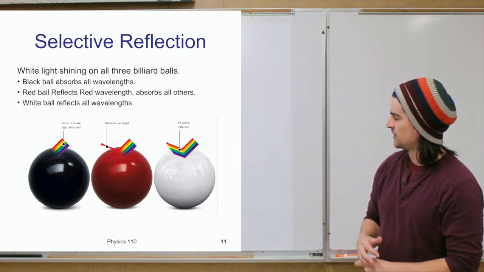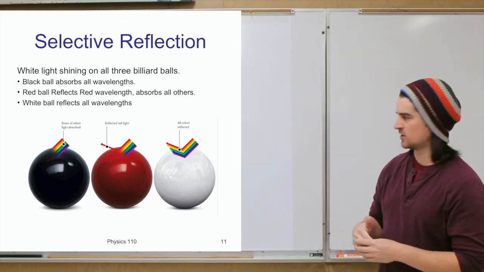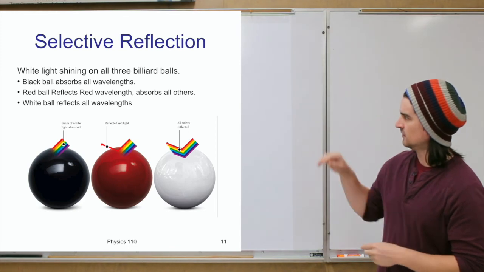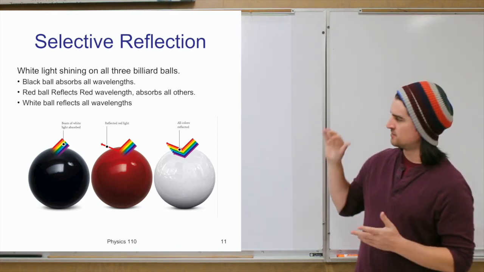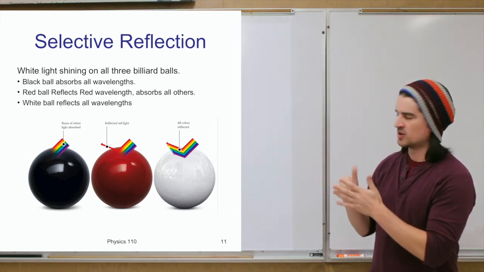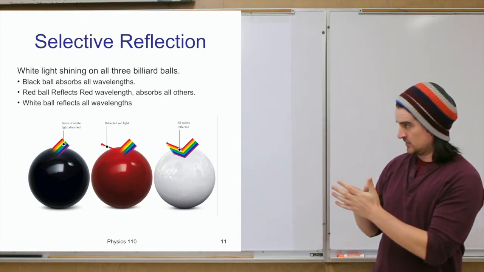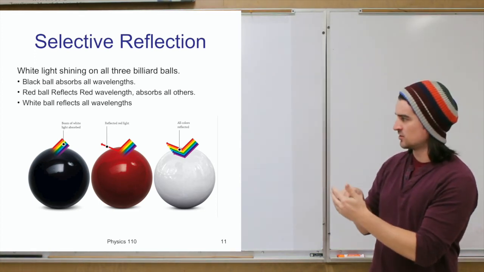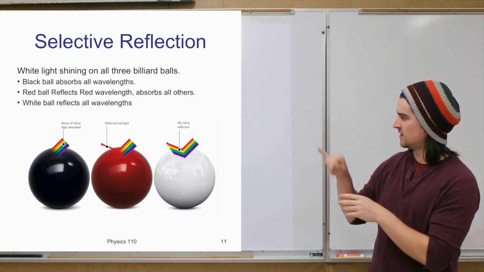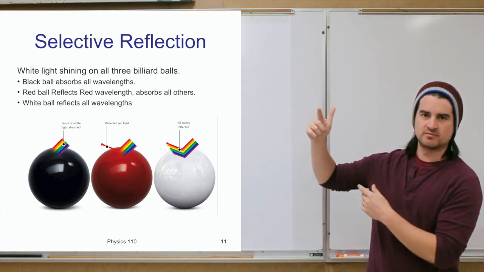So another example of this, or maybe a nicer diagram picture, is you have, say, these three billiard balls. The black billiard ball is black because it absorbs all of those wavelengths. It absorbs all the colors of light. So any visible light photon that hits that surface is just absorbed by the material. Whereas the red ball absorbs all of them except for that red light, which reflects. That's why we see this red.